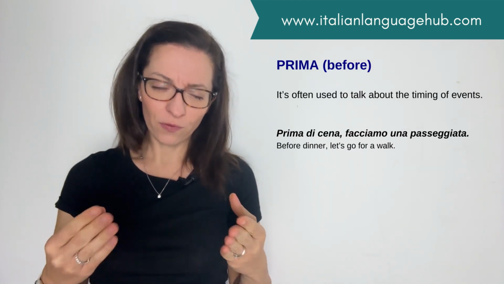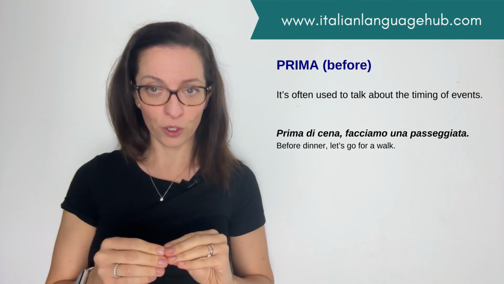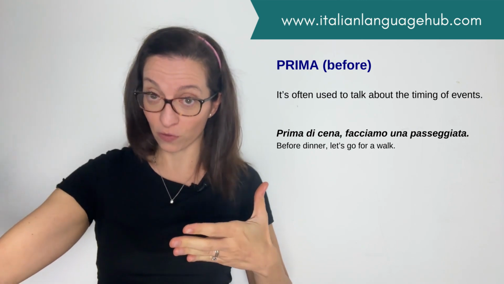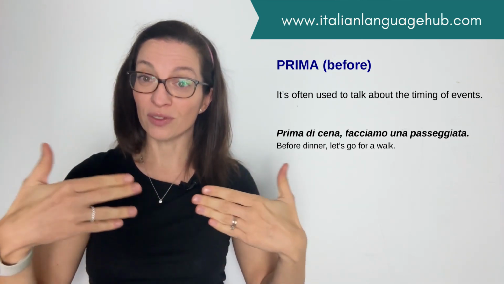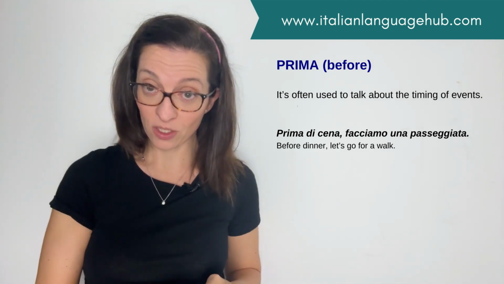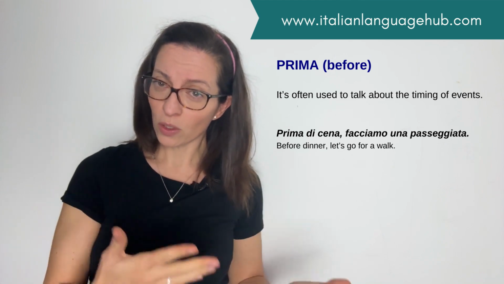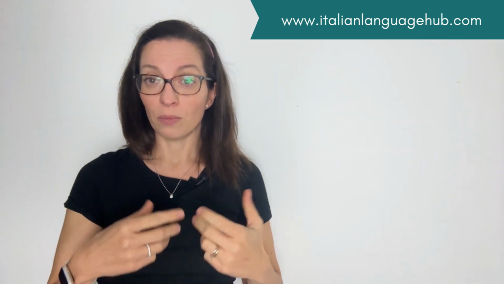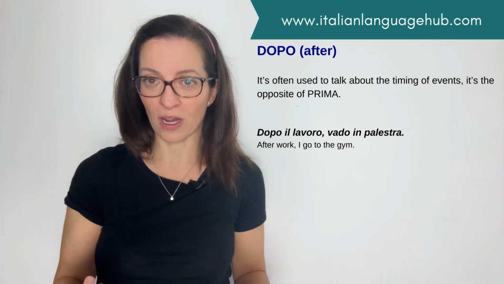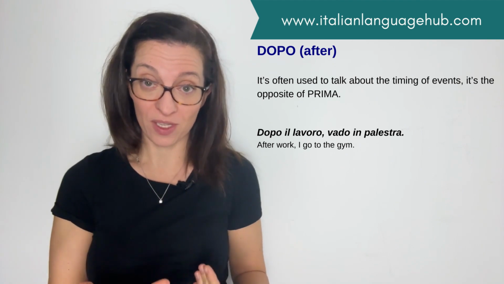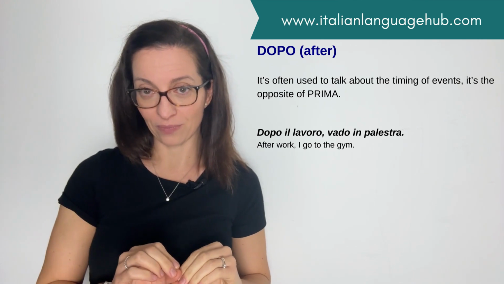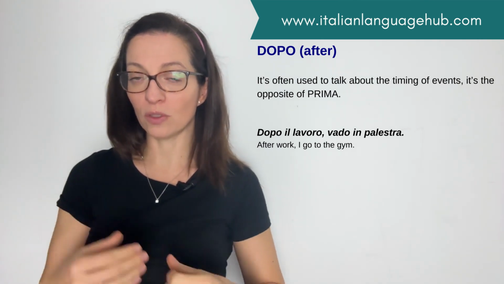The next one is very useful because it's prima, which means before, and it's also often used to talk about the timing of events. So it's very helpful if you're describing things. For example, prima di cena facciamo una passeggiata? So before dinner, do you want to go for a walk? So before, and obviously the next one needs to be dopo, which translates to after. So it's the opposite of prima. Dopo il lavoro vado in palestra. After work, I go to the gym.